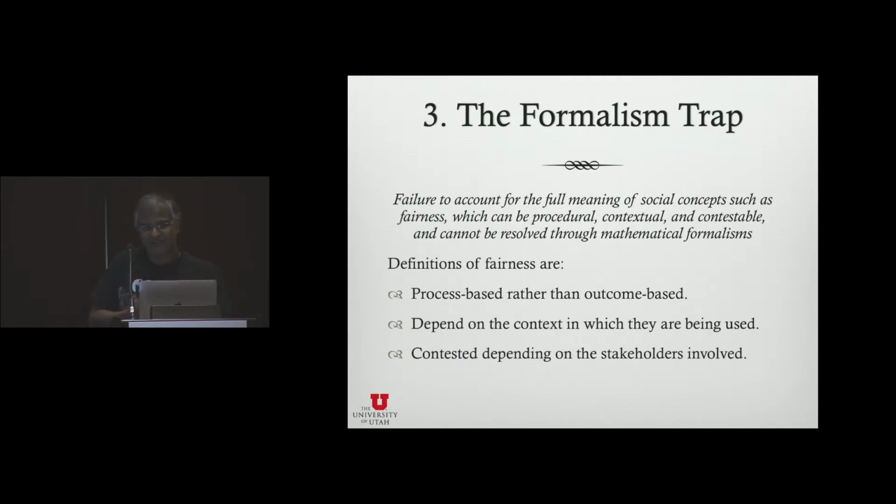The formalism trap gets a little more tricky. It's a failure to account for the way in which social concepts like fairness, like discrimination, like bias, seem to resist mathematization or formalization of the kinds. We spend a lot of time talking about different definitions of fairness and how to formalize them. But the fact that these notions can often be procedural, contestable, which means different stakeholders have different views of them, and contextual, means that the definition has to be dynamic and changing and cannot be fixed in place, which a formal definition desires to do.